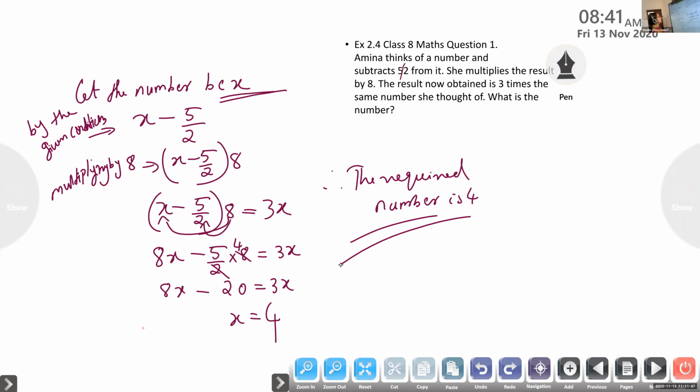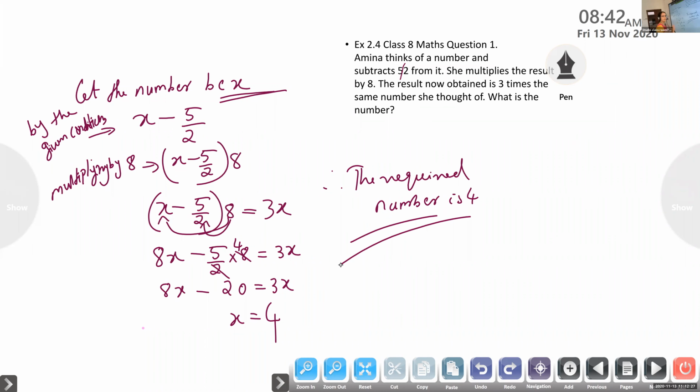What is given? Amina thinks of a number. So let the number be x. And subtract 5 by 2 from it. So x minus 5 by 2. She multiplies the result by 8. So x minus 5 by 2 into 8. We are writing the conditions given in the question. It will be equal to 3 times the number she thought of. The number she thought of is x. So 3x. Okay, Isha? Yes, ma'am.